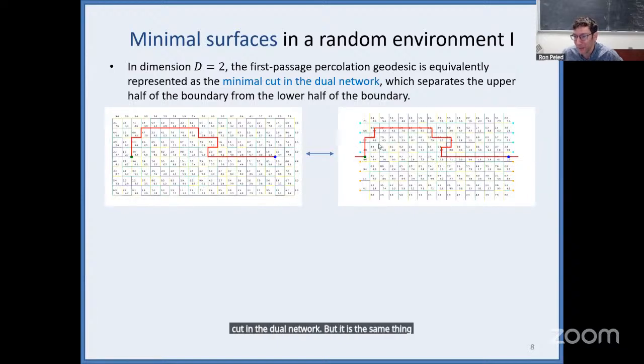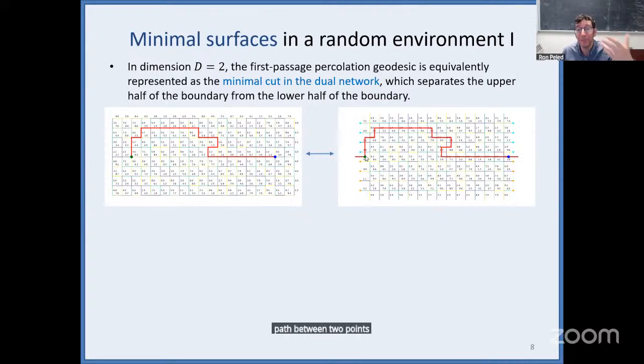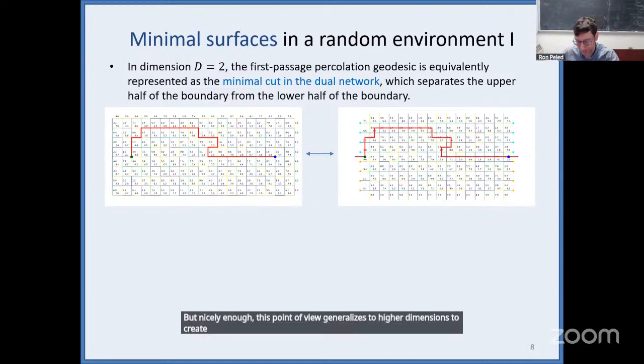It is exactly the same thing, I just take a different point of view. It's not the shortest path between 2 points. It's the minimal cut in a dual network. But nicely enough, this point of view generalizes to higher dimensions to create surfaces.